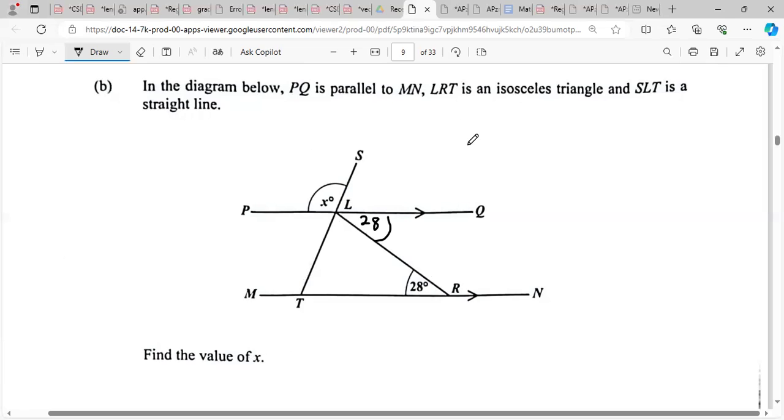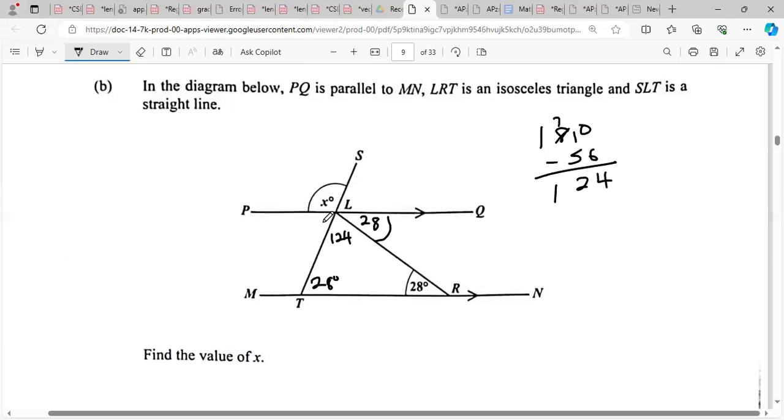Alright, they say this is an isosceles triangle, so that means the base angles should be equal. So this should be 28 as well. Makes sense, right? 28 and 28 are 56. Subtract from 180, and so this should be about 124. Now we can find this angle here, angles on a straight line.